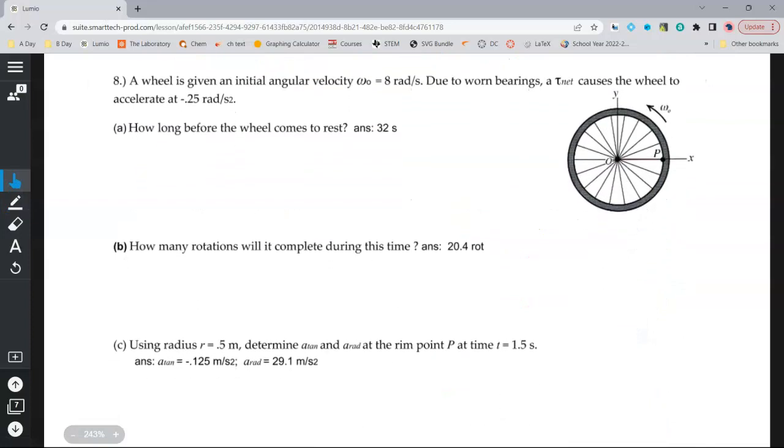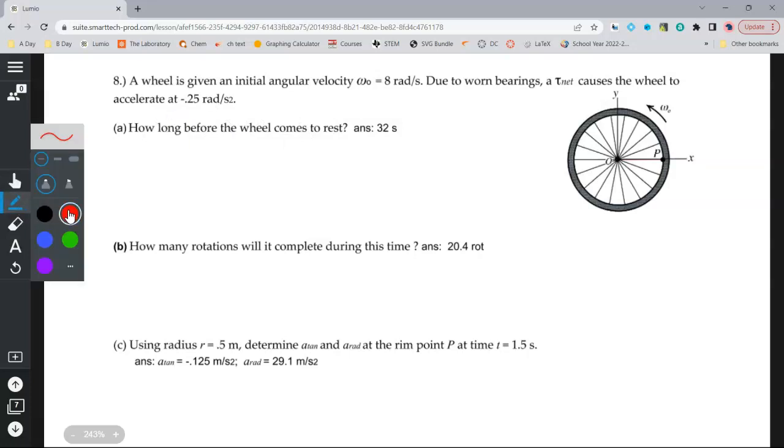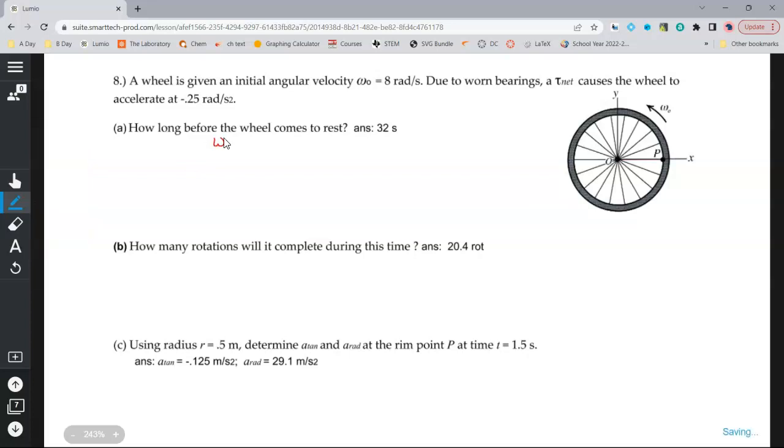So let's look at problem 8. Problem 8, we have a wheel that is given an initial angular velocity. And because it has some worn bearings, there's going to be a net torque, and that's going to cause it to slow down. We want to know how long it takes before it comes to rest. So we have an initial velocity, we have an acceleration, we know it's going to come to rest, that tells us the final velocity. So what would I do for linear motion? Well, I would use v equals v naught plus at. So here we're going to use omega equals omega naught plus alpha t.